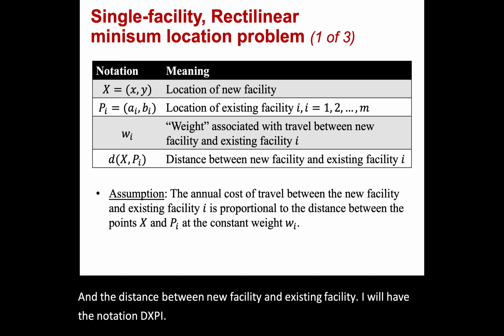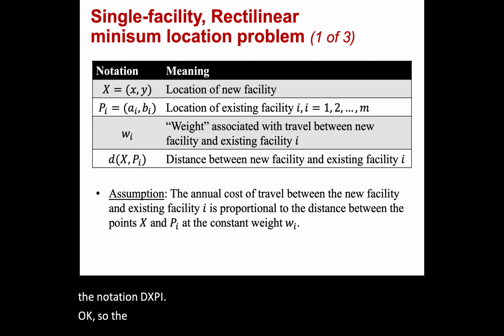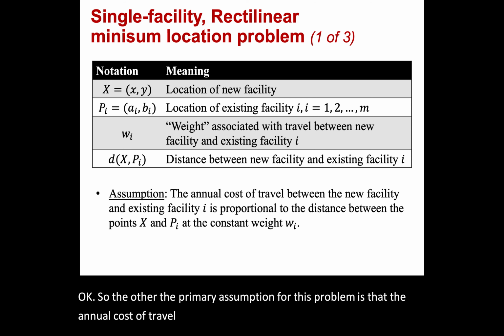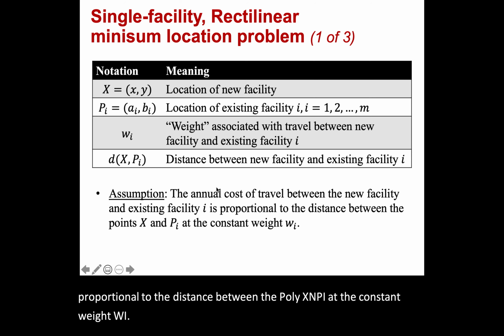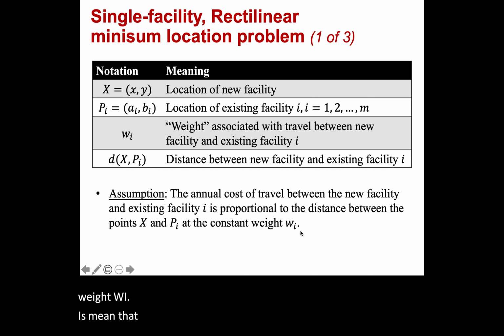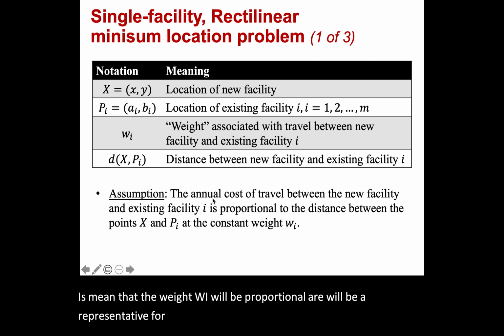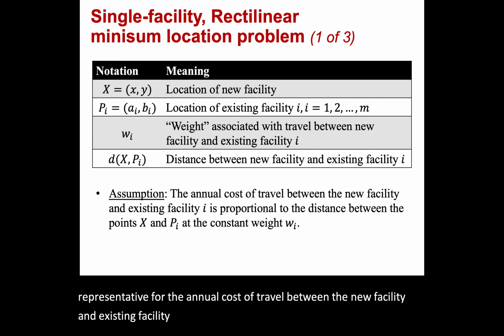Okay, so the primary assumption for this problem is that the annual cost of travel between the new facility and existing facility i is proportional to the distance between the point X and Pi at the constant weight wi. It means that the weight wi will be proportional, or will be a representative, of the annual cost of travel between the new facility and existing facility i. Okay?